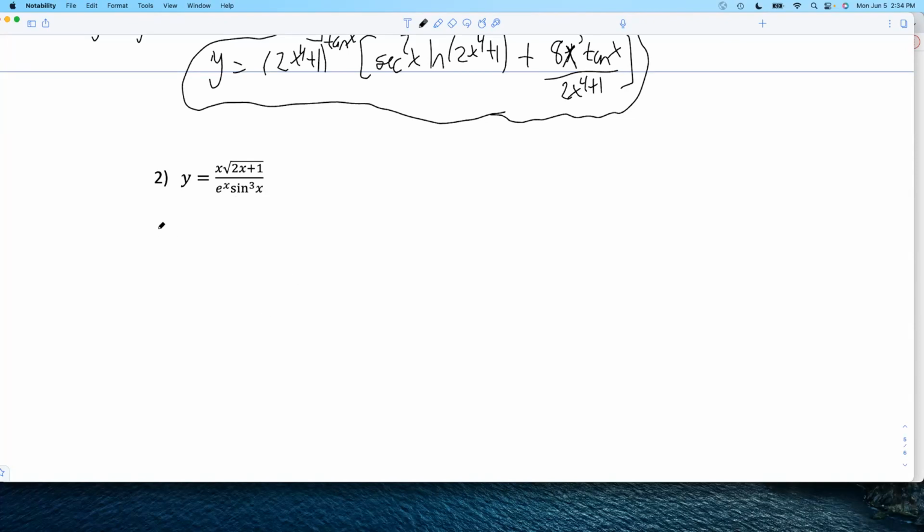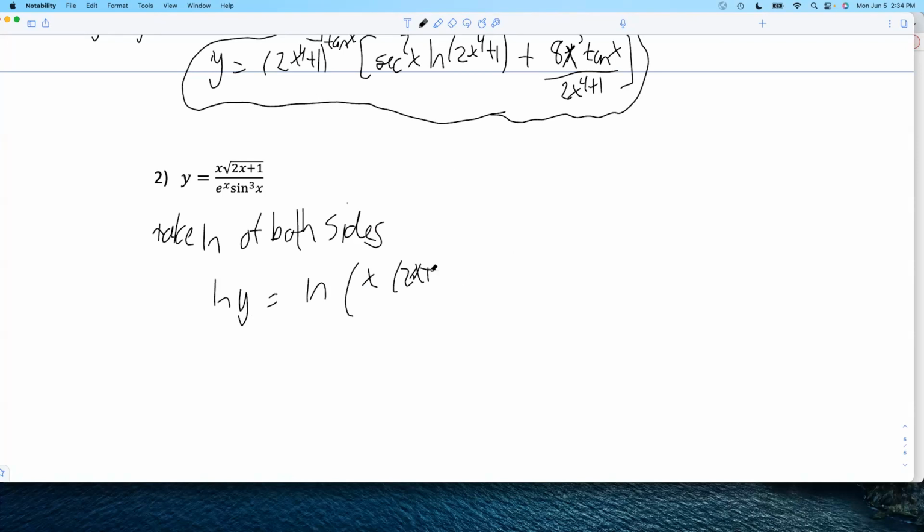Watch what happens. If I take the log of both sides, I'm allowed to do that. This guy here, I'm going to write that square root as 2x plus 1 to the 1/2 power. It's going to clean things up a little bit later. Now I can use rules of logs to split all this up.